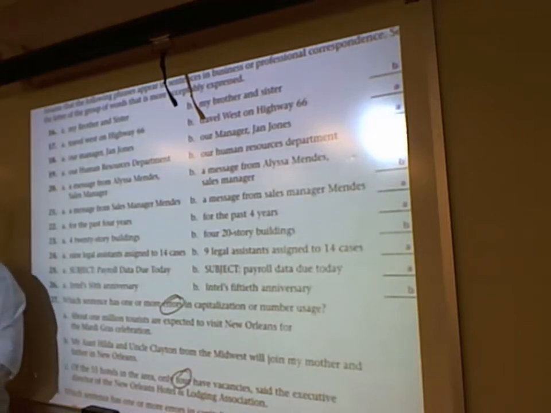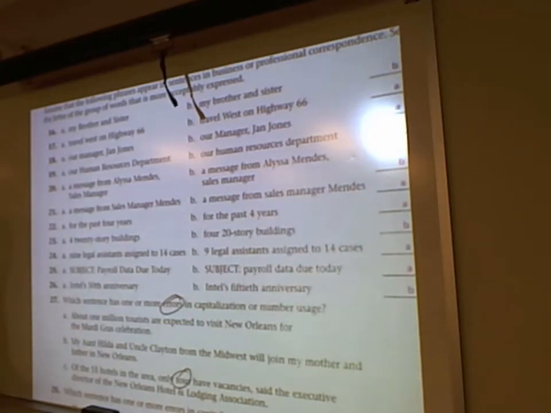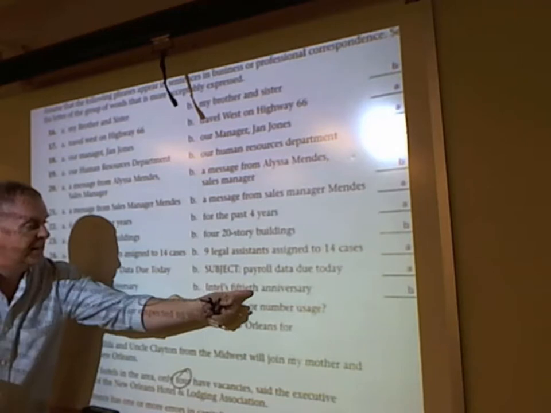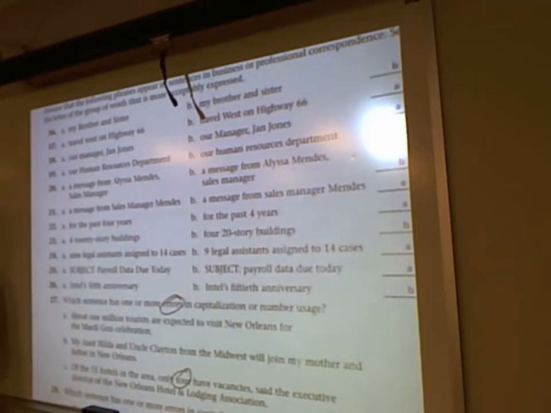Number 26, Intel's 50th anniversary. For ordinals establishing anniversaries, if it is one word, then you're going to spell it out. So it's going to be Intel's 50th anniversary, which is letter B. Now, if it's two or more words, like 25th anniversary, then actually it's more than two words, isn't it? 125th anniversary, then it would be a figure if it's more than two words as a figure. But with just one or two words, it's a word.